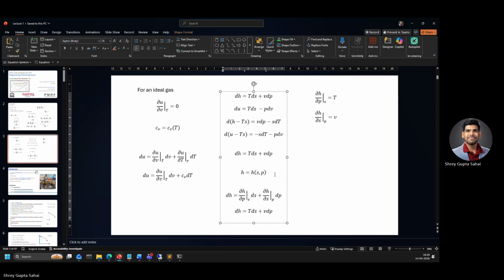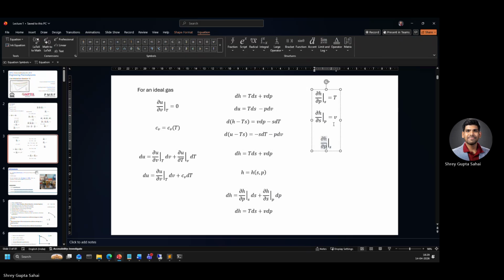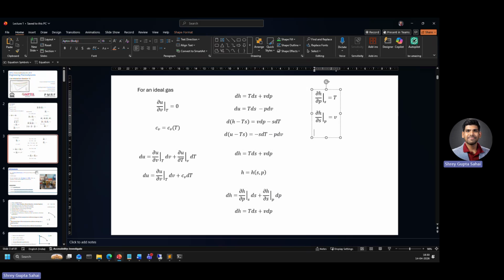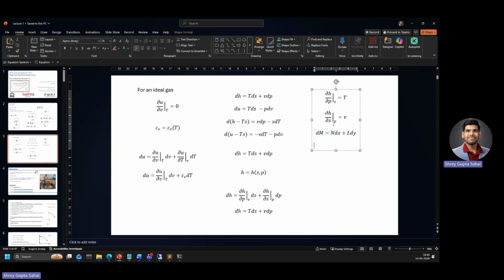But at the same time, you must realize, basically what I'm trying to write here is that when we say that dM is a function of N dx plus L dy, do we not write this thing there?